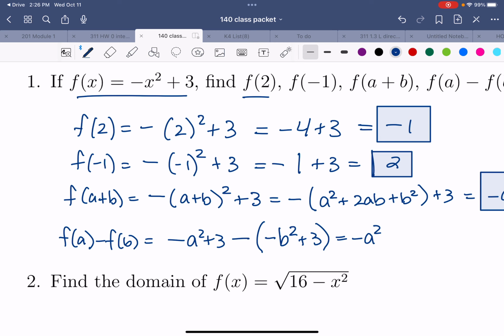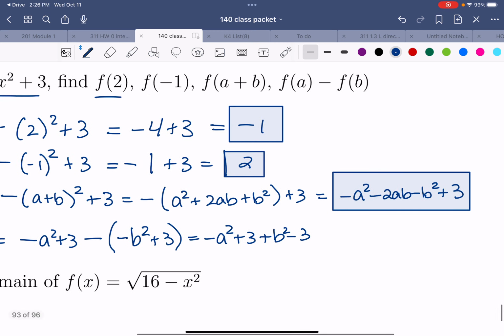And simplify that. That's negative a squared plus 3 plus b squared minus 3. And that's going to give us just negative a squared plus b squared.